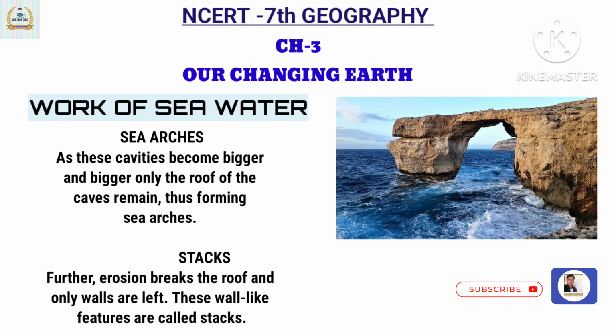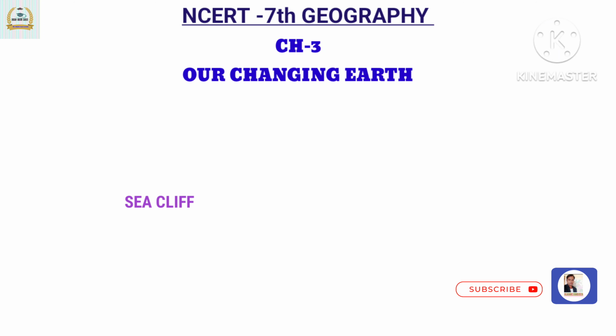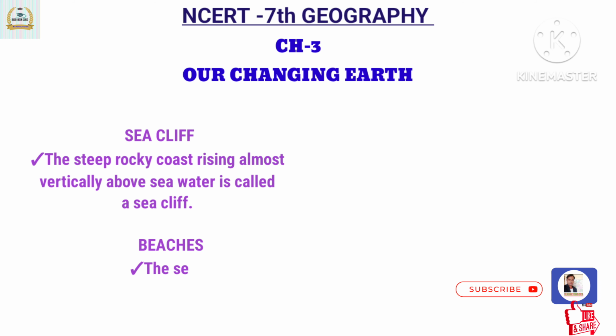What are sea arches? As these cavities become bigger and bigger, only the roof of the caves remains, thus forming a sea arch. What are stacks? Further erosion breaks the roof and only the walls are left. These wall-like features are called stacks. What is a sea cliff? The steep rocky coast rising almost vertically above the sea water is called a sea cliff.